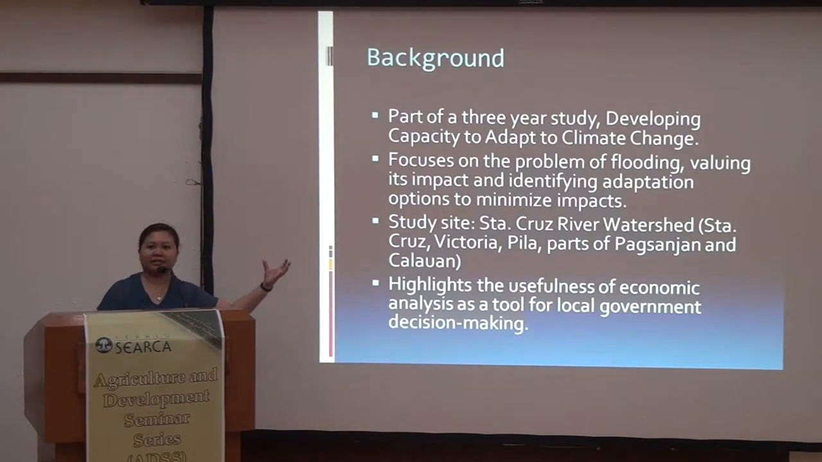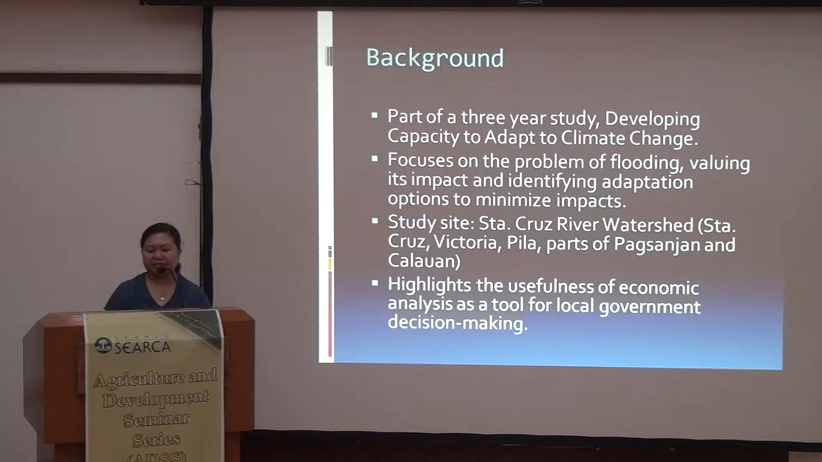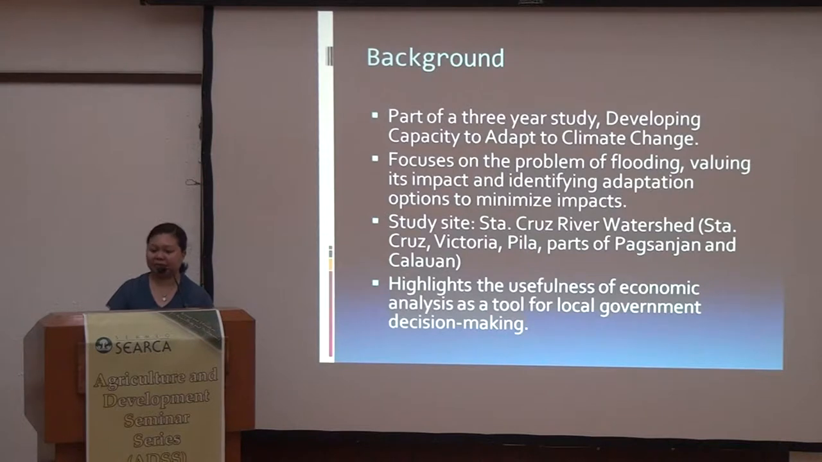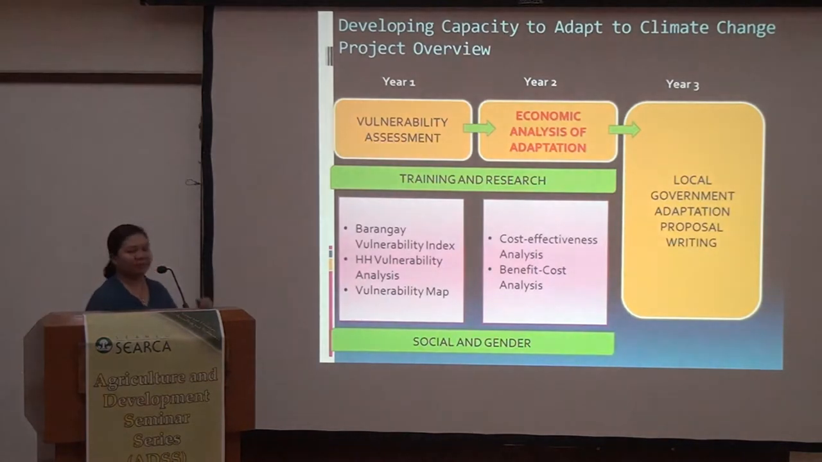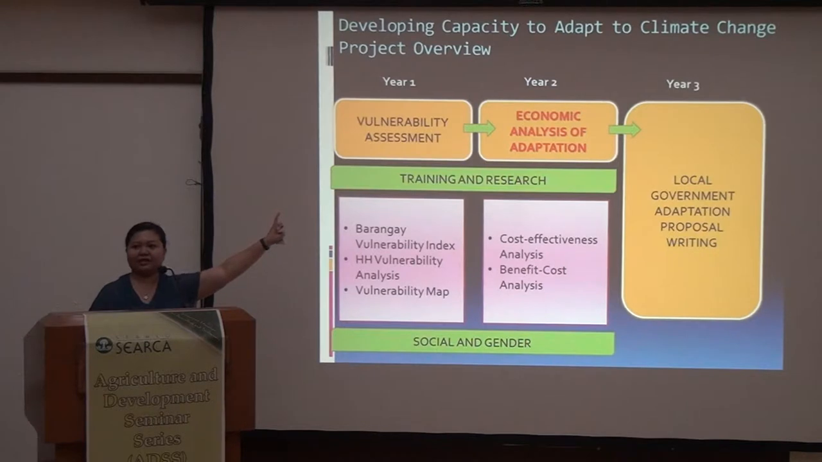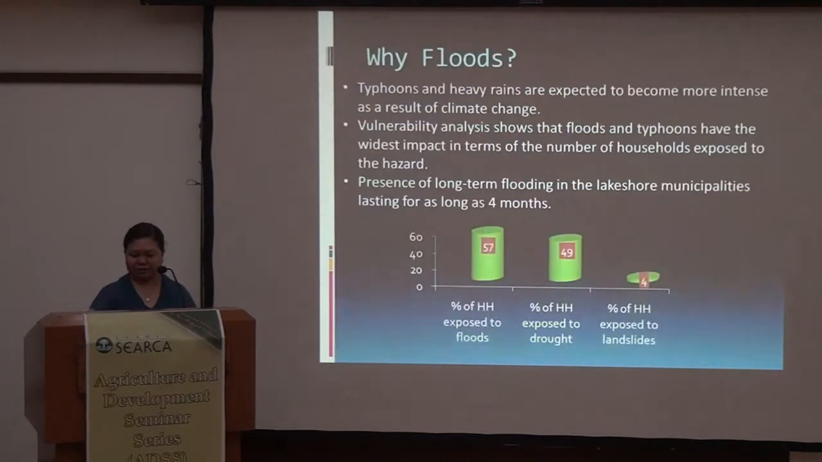From the 12 municipalities, we focus on 3 municipalities belonging to the Santa Cruz River watershed. This covers the municipalities of Santa Cruz, Victoria, Pila, and parts of Pagsanjan and Calauan. Also, part of my presentation is highlighting the usefulness of economic analysis as a tool for assisting local government units in decision making. This was already presented earlier. To highlight, this is the result of the second year, which is economic analysis of adaptation options.